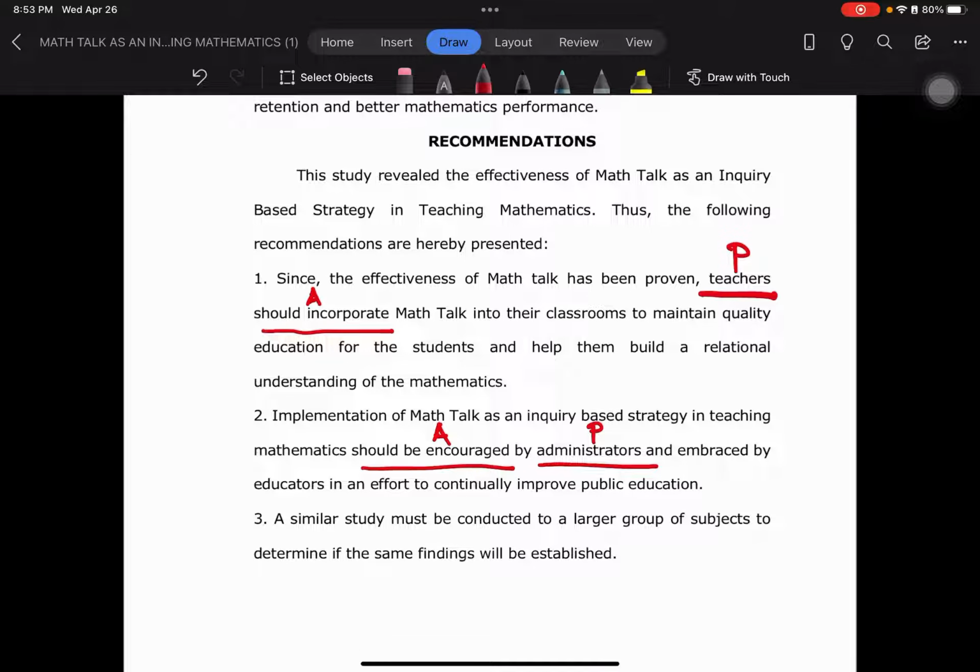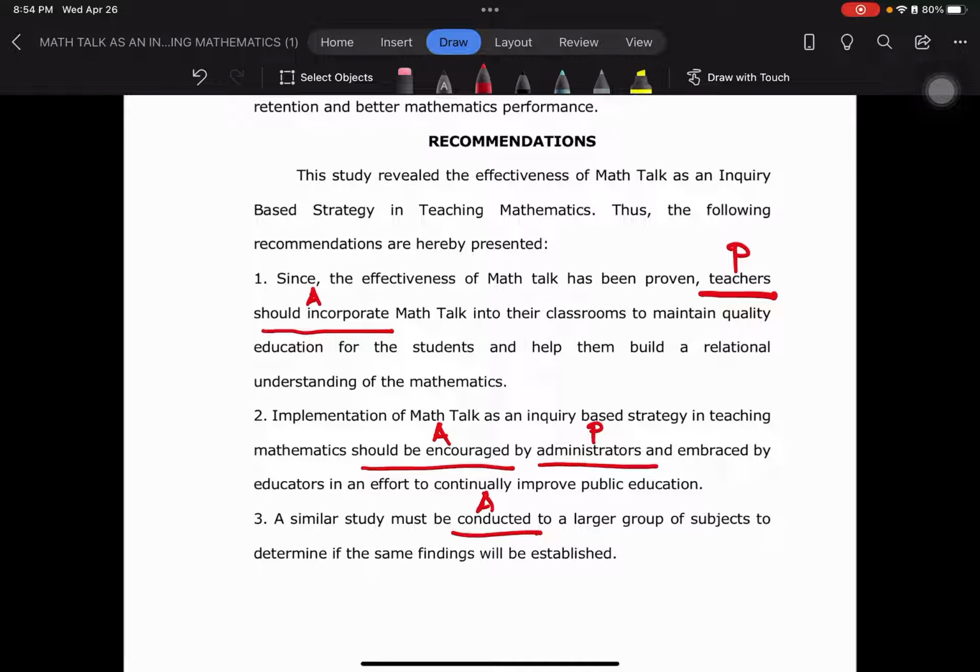Number 3, a similar study must be conducted. Conducted is the action. Conducted to a larger group. So who is going to conduct the study? Researchers. Researchers should conduct a similar study. So again, at least you can already identify what needs to be improved if you are already aware of the elements or components of a recommendation.